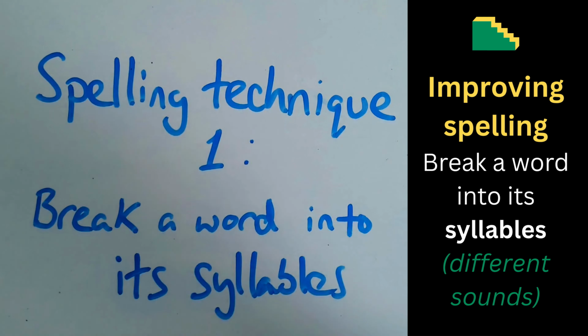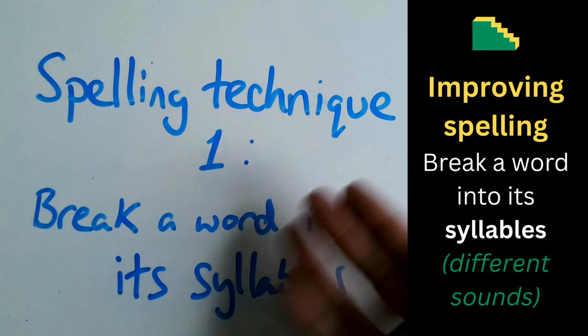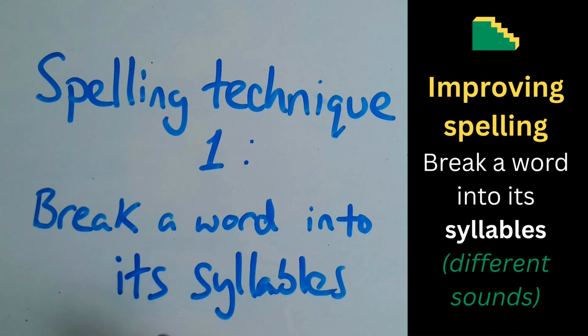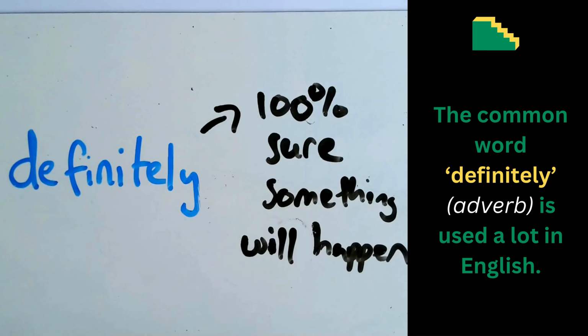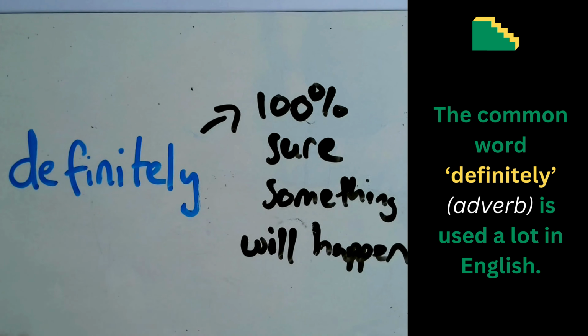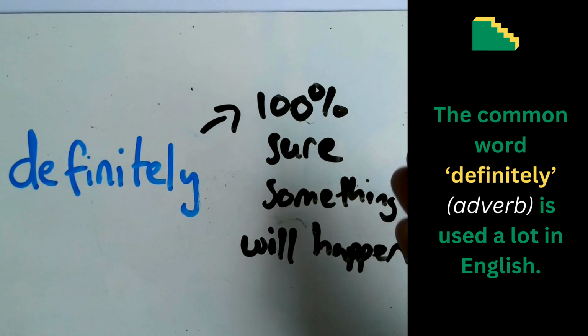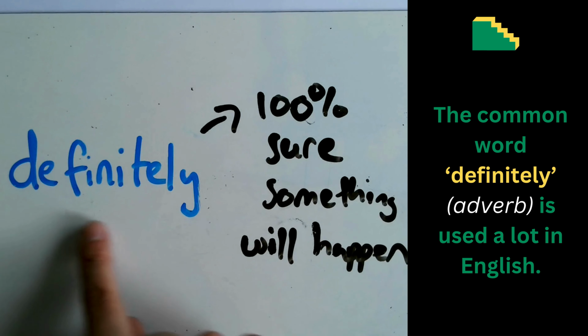This is a series on spelling techniques. The first one is where we break a word into its syllables. Syllables are the different sounds in a word. So we're going to give a word in a moment, which is used a lot. It's called a common word. Definitely, it's an adverb, which means for sure something is going to happen. It's very important because it's used a lot as a common word in English.